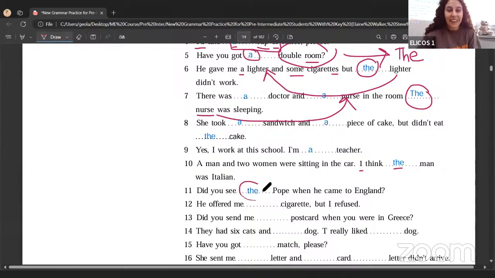Well done. Now, it's interesting. Yes, it's the first time I mention the noun, but remember, there's only one pope. So that's why even if it's the first time I talk about it, it's always the pope, the sun, the moon, always, even in my first sentence. Okay, good.